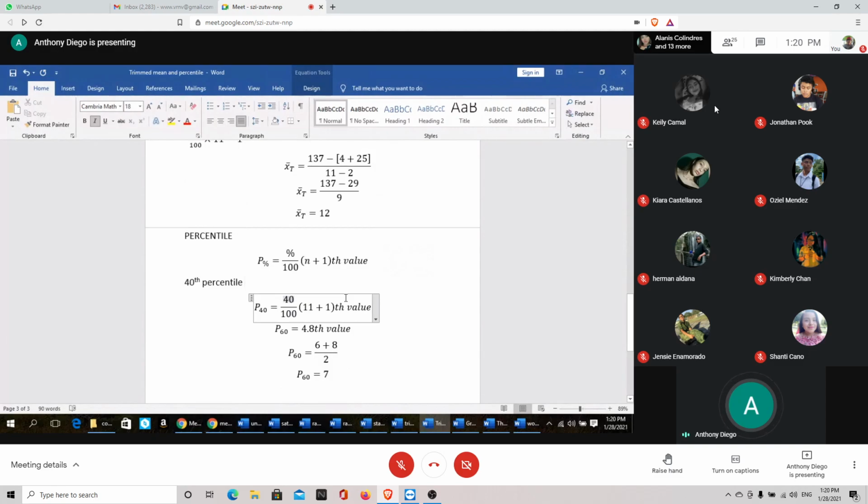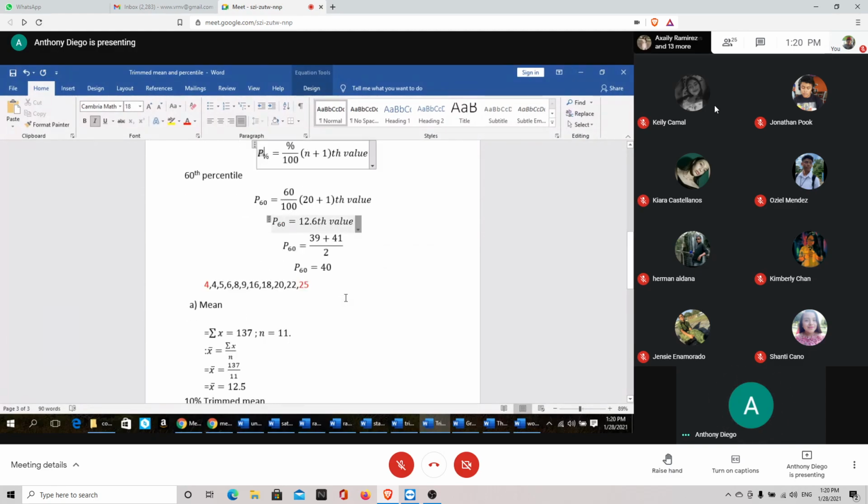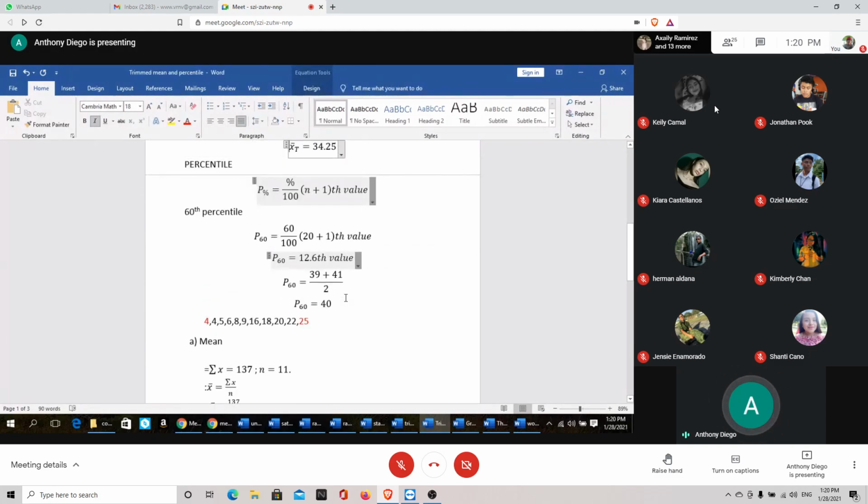So this is another example. That will be 39 plus 41 divided by 2, which gives you 40. So the 60th percentile will be 40. Here, this is a different problem. So let's see how it goes.